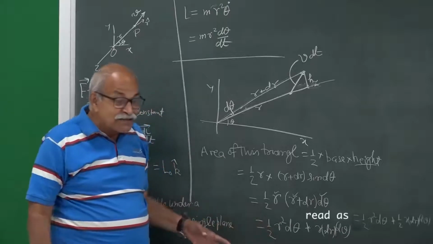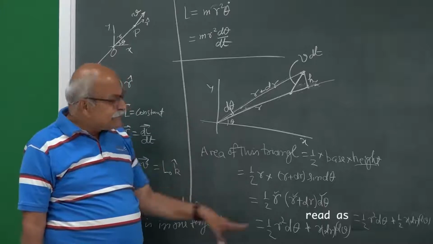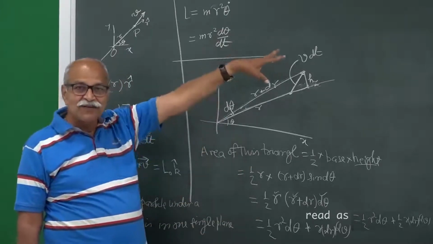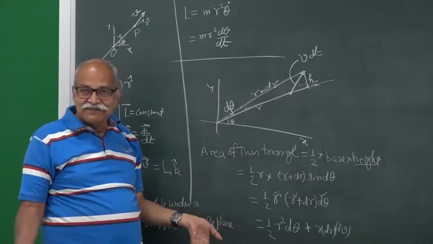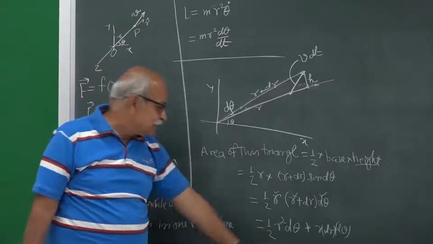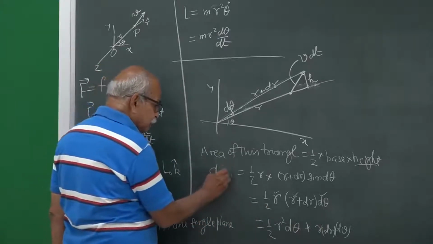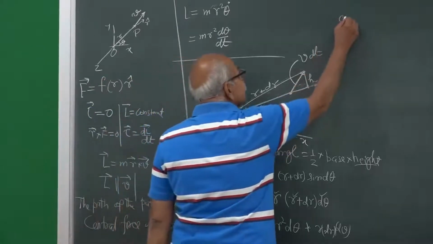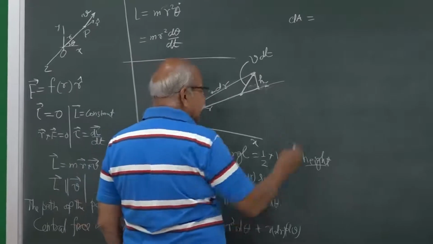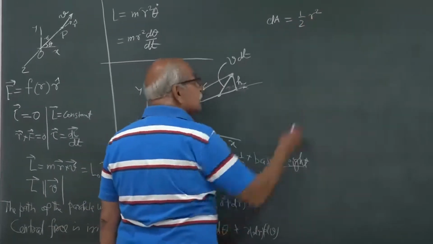This is not an approximation, because we are going to take limits. We always talk in terms of the limits. Final results in calculus are the limits, and there it is exactly the same. So, this can be dropped out, and this area dA is equal to half r square d theta.